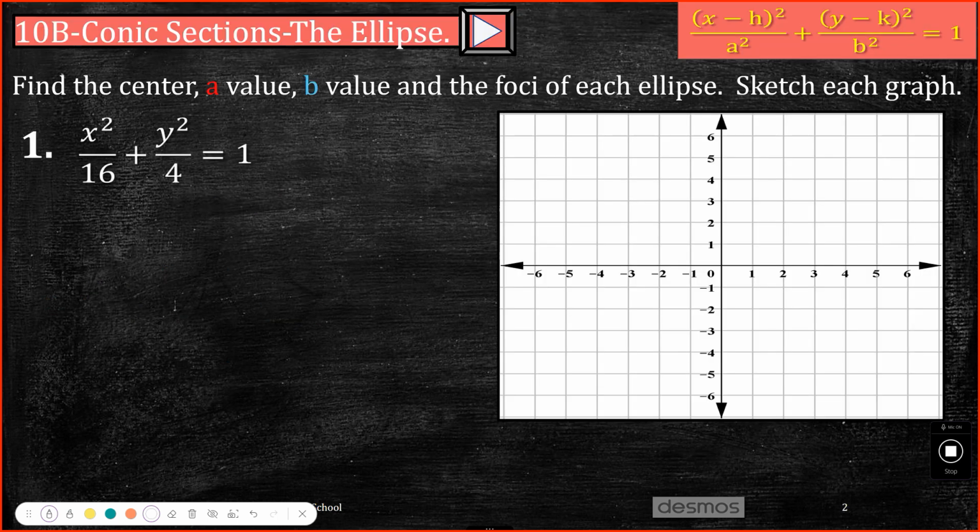Let's go. Example 1. Find the center, find the A value, find the B value, find the foci of each ellipse. Sketch the graph. All right, on this one, let me give you some time while I take roll to make a nice graph, ready to go for this.